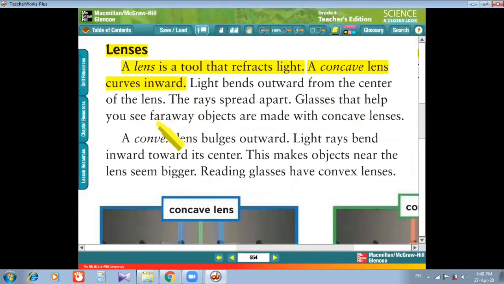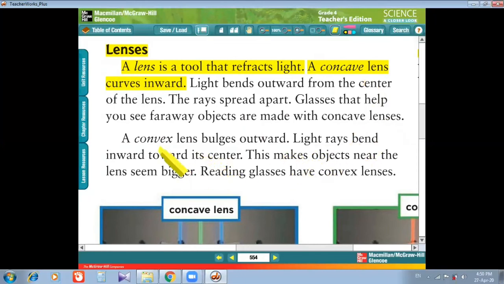Glasses that help you see faraway objects are made of concave lenses. Those people who are using glasses for looking at things that are far away, they are basically using concave lenses.